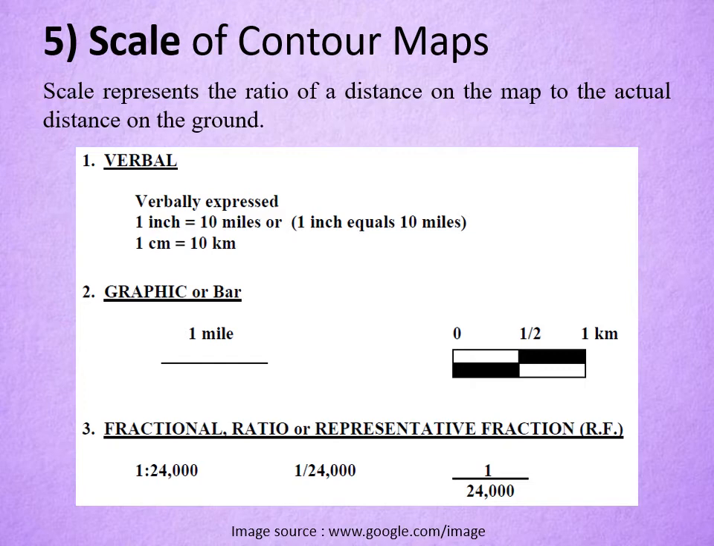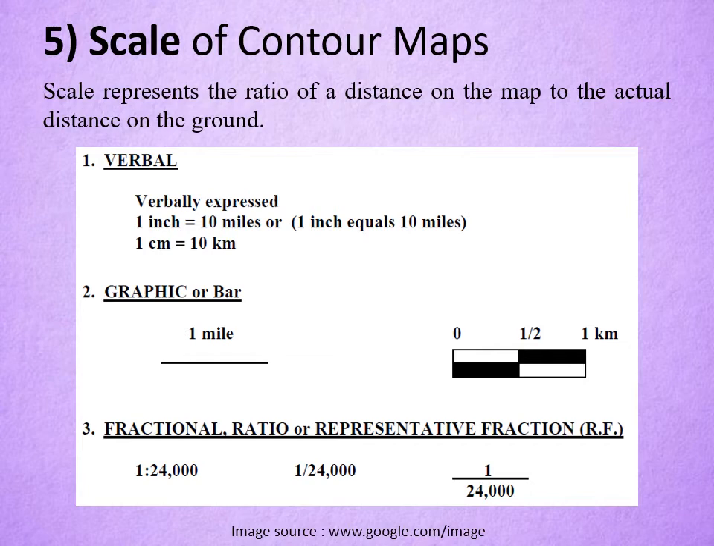So this reduction of size for representation in our practical copy is based on some scale, and that scale has to be provided. It is a must to provide that scale with the contour map. And if someone tries to measure the original distance between any 2 points or between any two regions, they can measure the distance of those 2 points with the help of the scale. Now, how is scale used? Scale may be used in three ways.